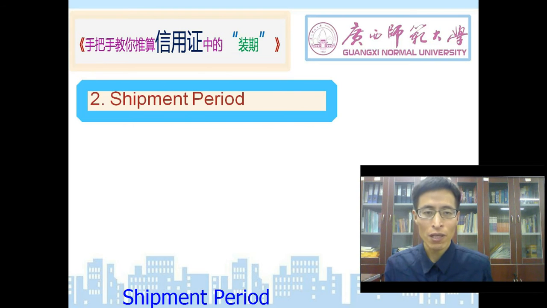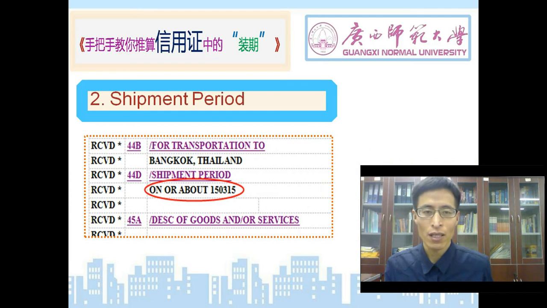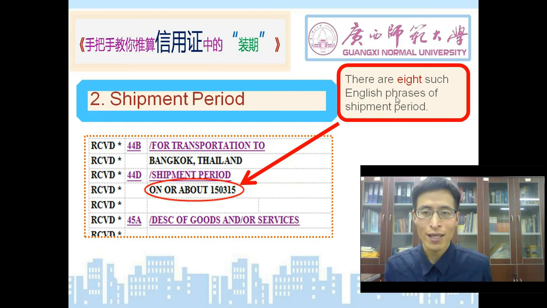Then let's go on to learn the second type of time of shipment in the letter of credit, that is shipment period. Just like we have just learned the latest date of shipment, here we also look at a picture. This picture shows us shipment period, but here it not only gives us a specific day, but also an expression, that is on or about 15/03/15.